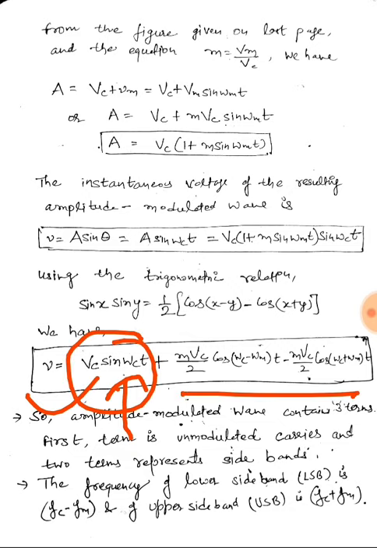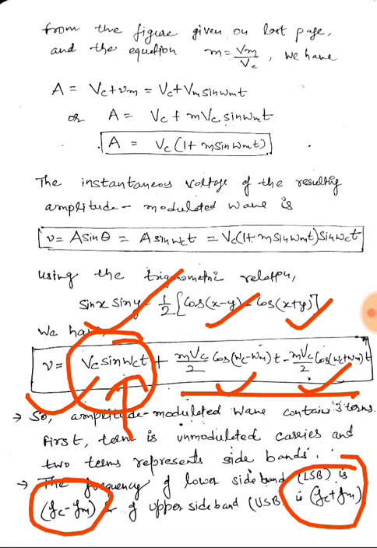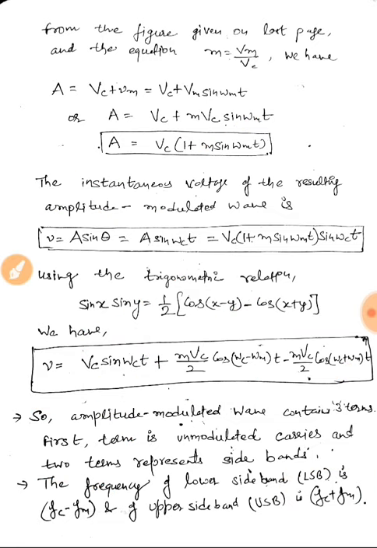Okay, so amplitude modulated wave contains three terms. First is the unmodulated carrier, which is this one, and two are the side bands. This is the lower side band and this is the upper side band, having frequency fc minus fm and fc plus fm, or if we write it in the form of omega, it will be omega c minus omega m and omega c plus omega m.